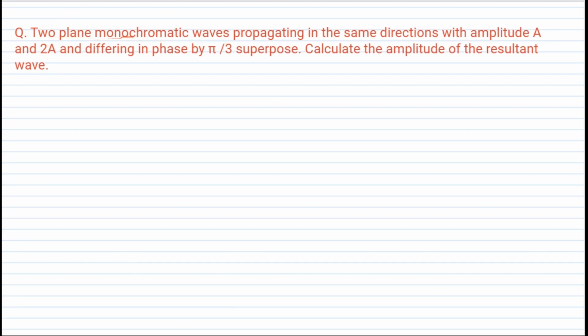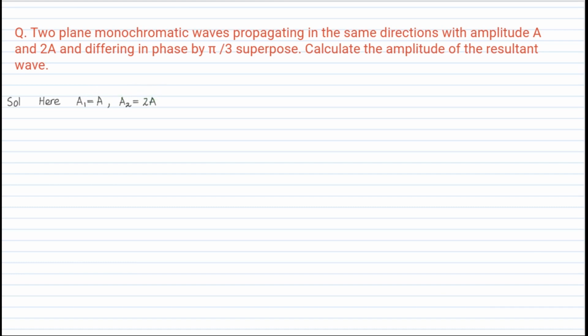Fine. So two plane monochromatic waves. Mono means one, chroma means color, so a light having one color. That means a light having a constant wavelength. So your light is a plane wave having a constant wavelength propagating in the same direction. The amplitude of the first wave is A and the amplitude of the second wave is 2A.